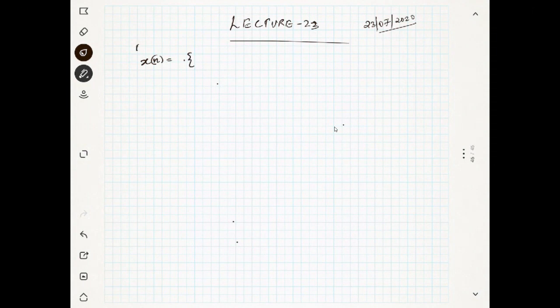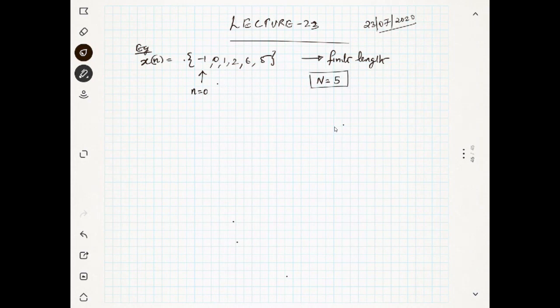Let's say an example, maybe this is -1, 0, 1, 2, 6, 5, like this. And if I put an arrow mark here, this is the point where n equal to 0. Okay, and this signal actually it is a finite length signal. The length of the signal you can say n is equal to 0 here, and 1, 2, 3, 4, 5. The length of the signal actually it is 5. Okay, this is the finite length signal.